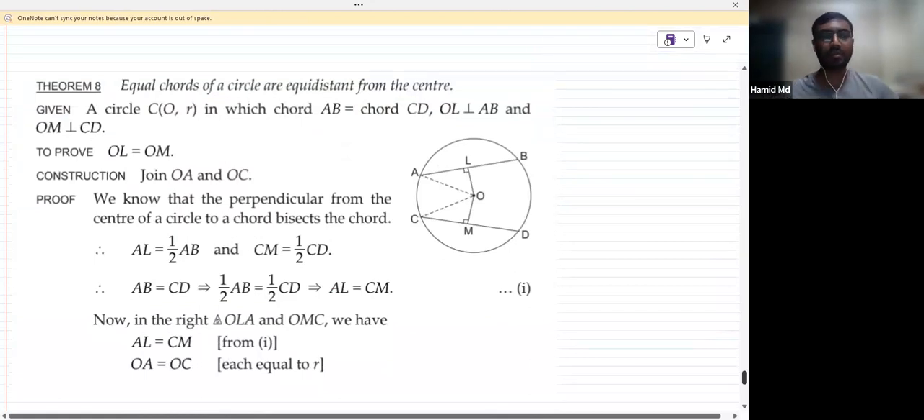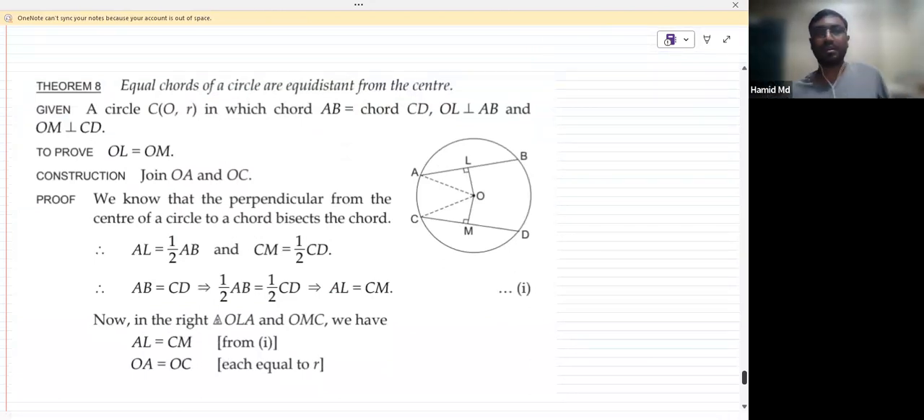The next theorem is: equal chords of a circle are equidistant from the center. That's obvious if this chord has the equal length. So how many chords of equal length can you draw? Okay. You are tired today.